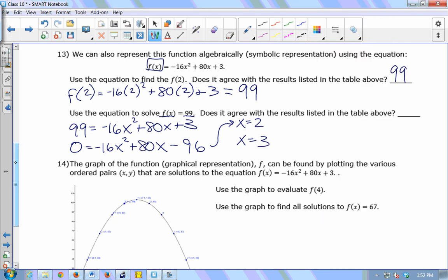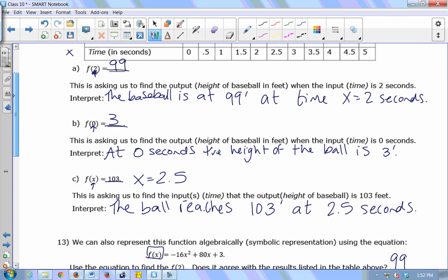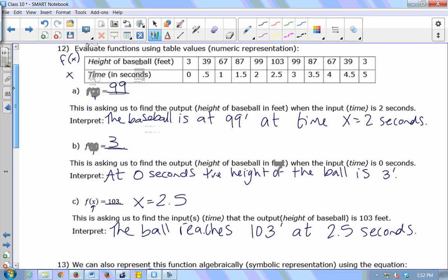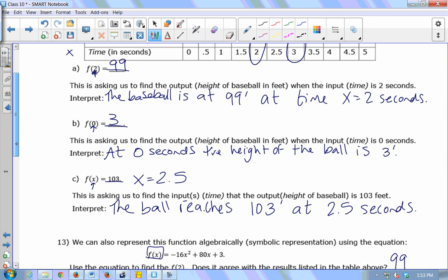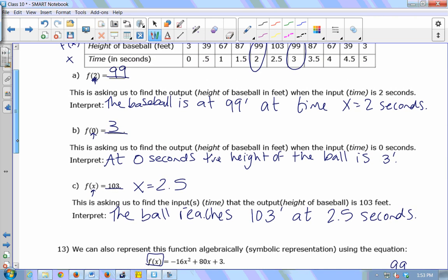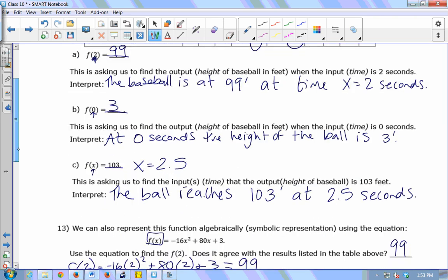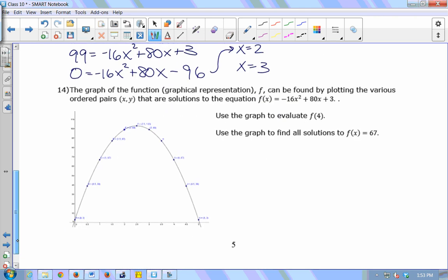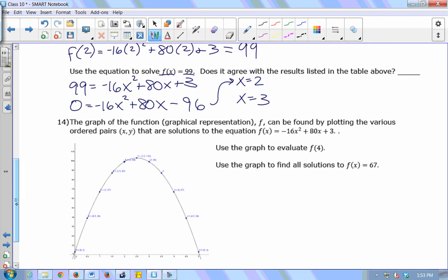So let's go up to the table. When I look for 99, when do I reach that height? At 2 and 3. Height of 99 happens at time 2 and time 3. And yeah, right, good. That does agree with what we did earlier.